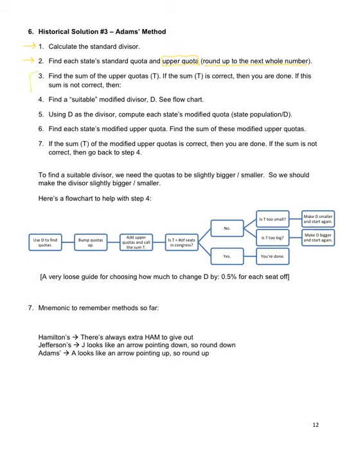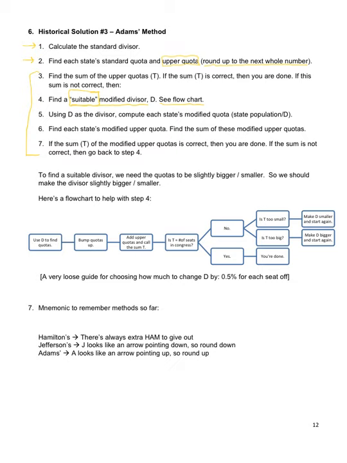After that, this set of steps looks a lot like Jefferson's. You're going to find the sum of your upper quotas. If your sum is correct, you're done. If it's not correct, then you find that suitable modified divisor. Again, suitable means it should work or get you closer to what you want, at least on your first step. And we'll have a flow chart to help us make those decisions as to how to modify the divisor.